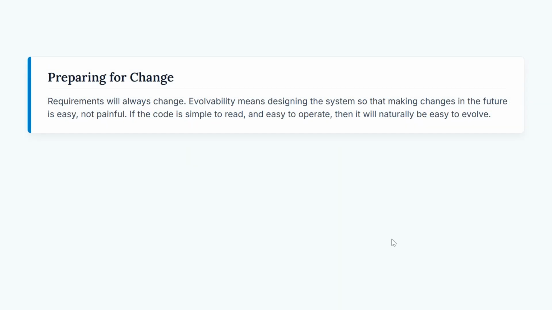Finally, the third principle, evolvability. In the real world, business requirements will always change. Your boss will always ask for new features. Evolvability means designing the system so that making changes in the future is safe and easy, not a painful nightmare.